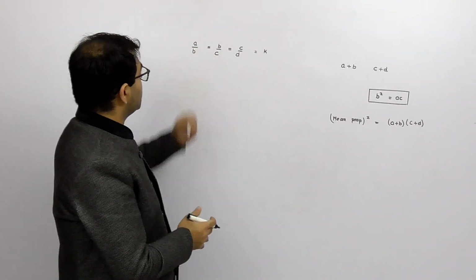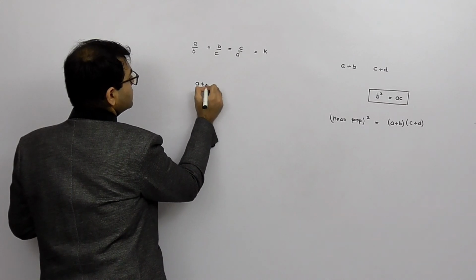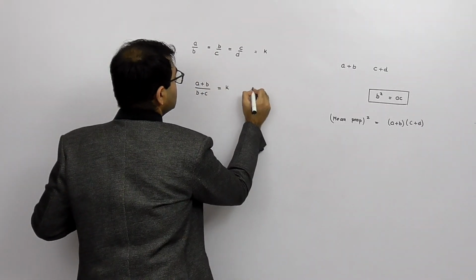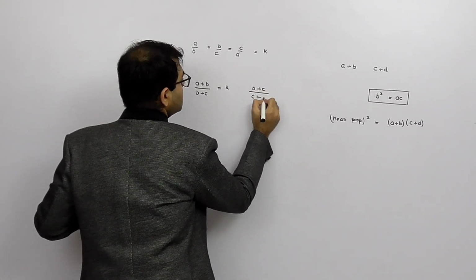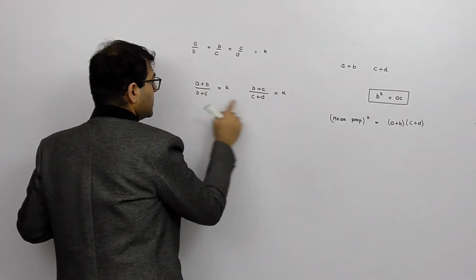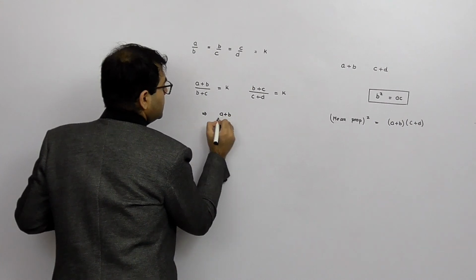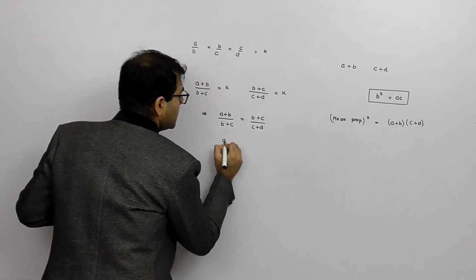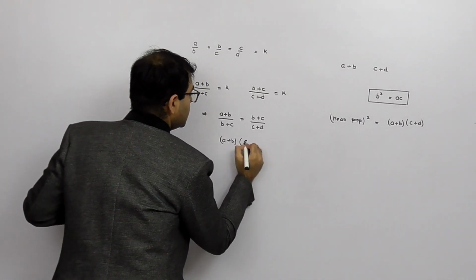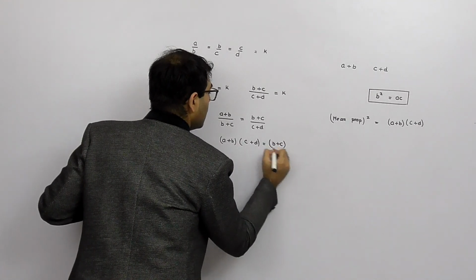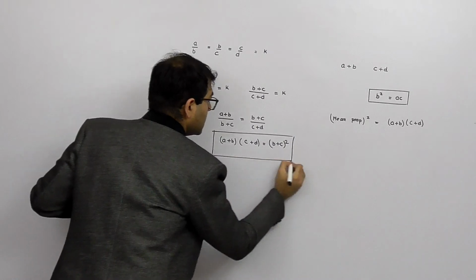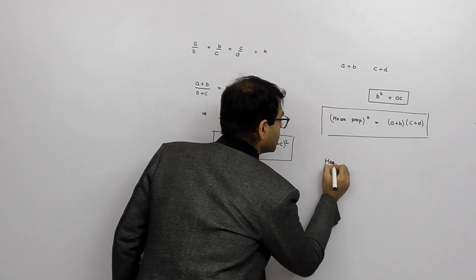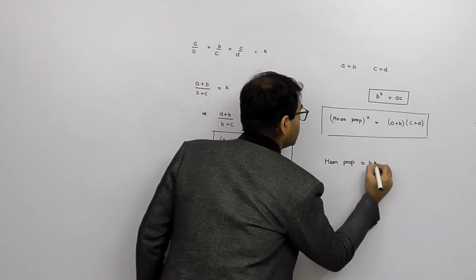Now, from this expression, I have to somehow extract a plus b as well as c plus d. How can a plus b be extracted? Can I say, on applying the law of equal ratio, a plus b by b plus c equals k, and if I want to get c plus d, then b plus c upon c plus d equals k. Now this k and this k are equal, so I can equate them. Can I say a plus b divided by b plus c equals b plus c divided by c plus d? From here I can say a plus b into c plus d equals b plus c whole square. Now consider this equation and consider the earlier equation. By comparing these two, we can directly say that the mean proportion is nothing but b plus c.